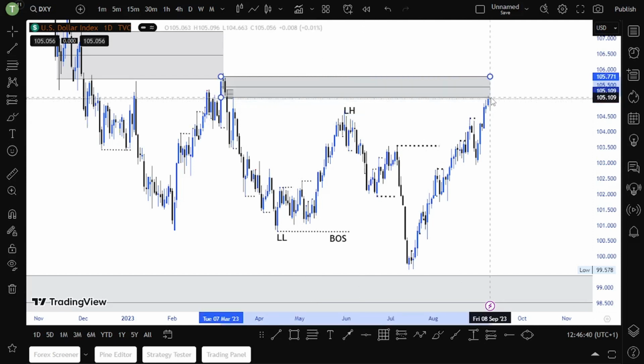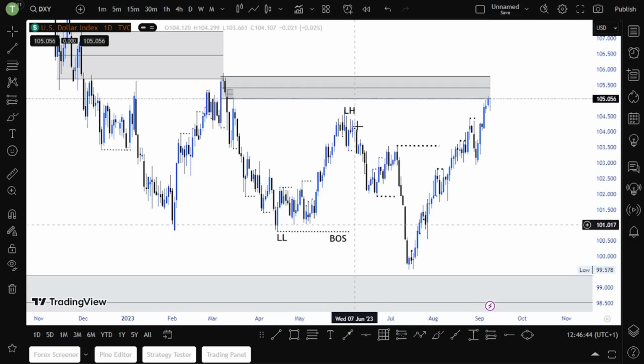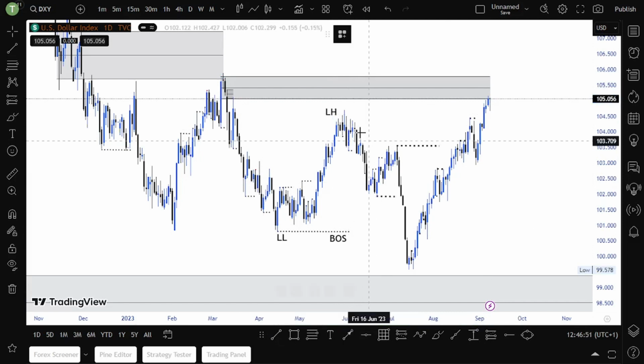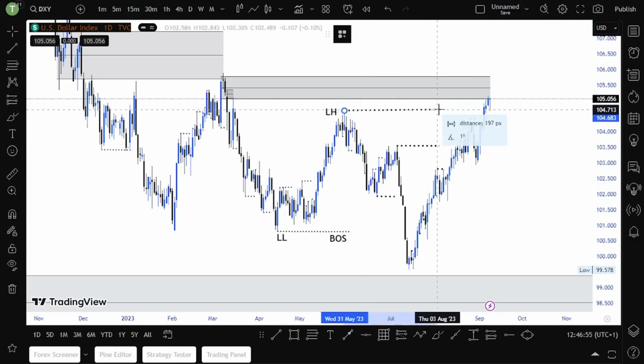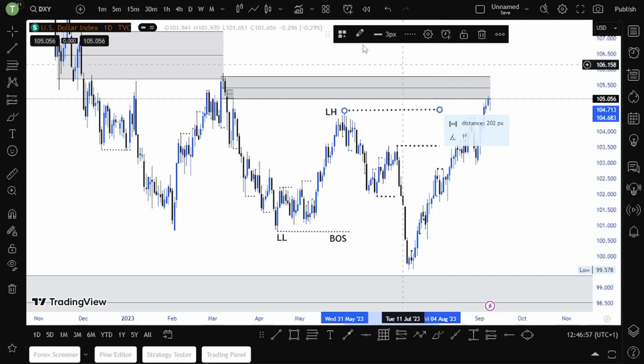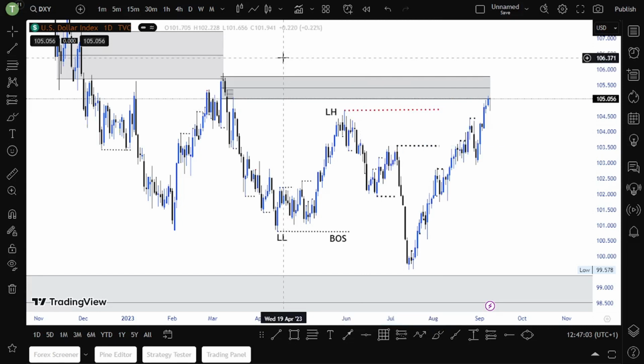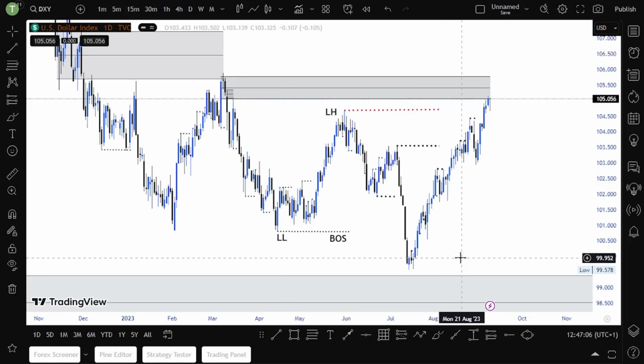But price could be going for that lower high to grab liquidity above that high, and then the market sells. So what do we do? For us, it's just to be patient and wait.